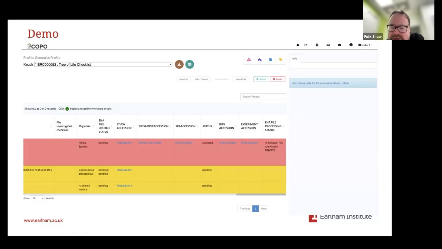So that's a brief overview of how you do a submission for reads in Copo, and we also do submissions for assemblies, annotations, some degree of image submissions, and others as well.